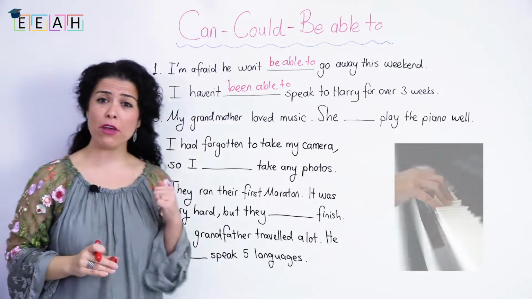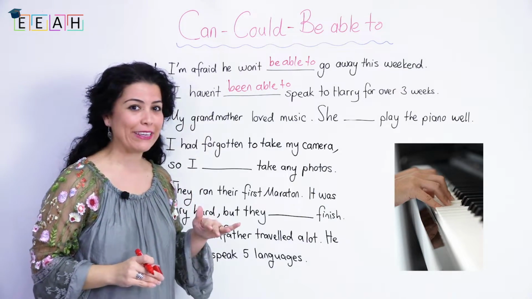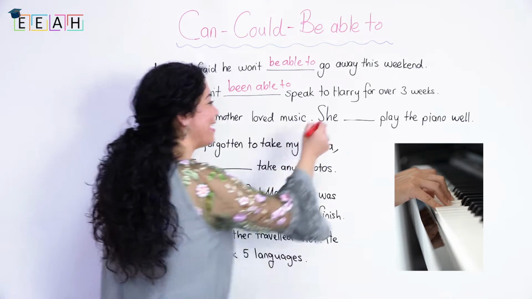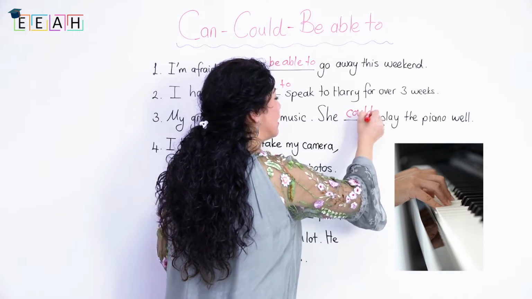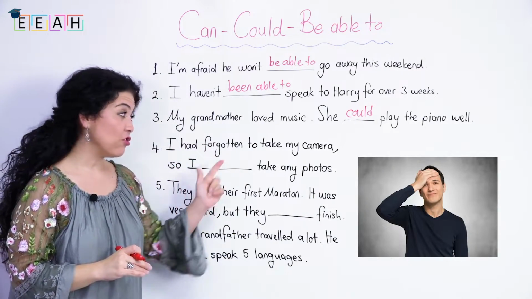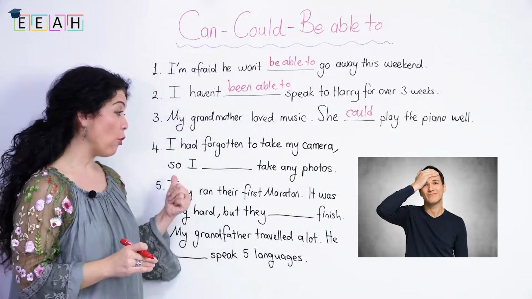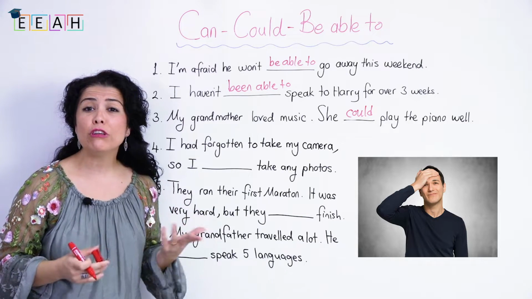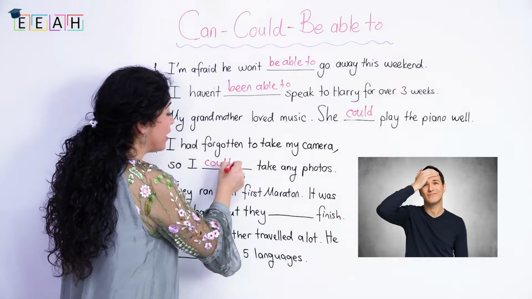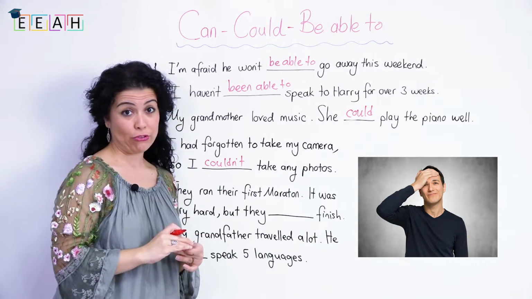Next, my grandmother loved music. She could play the piano well. Yes, she could. It's a past ability. Next, I had forgotten to take my camera, so I couldn't take any pictures, right? I couldn't take any photos.